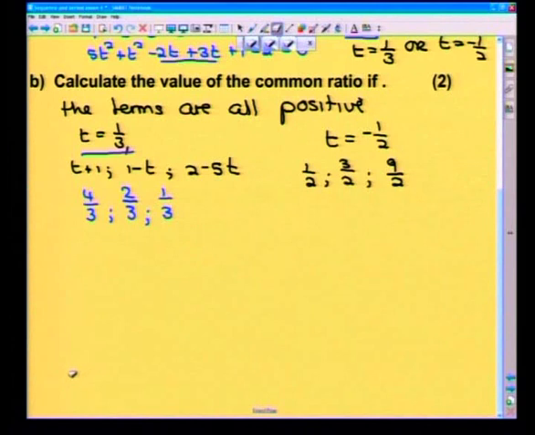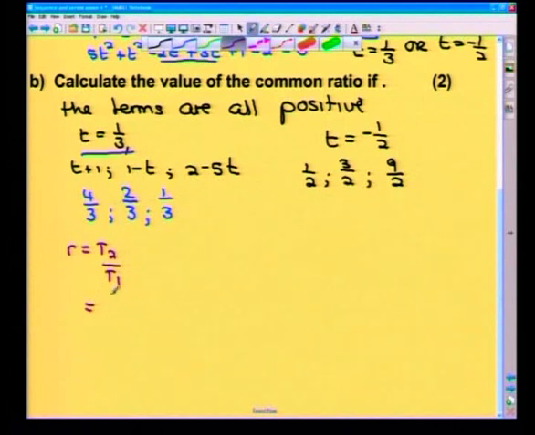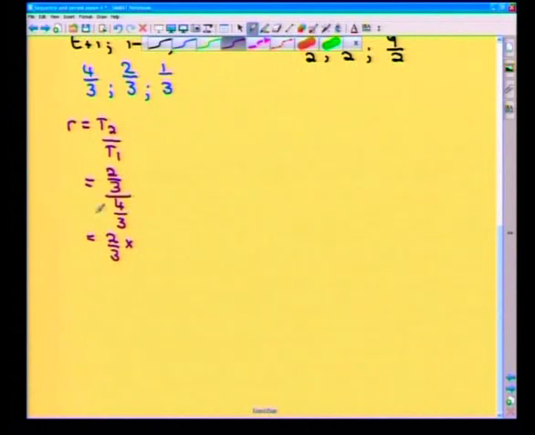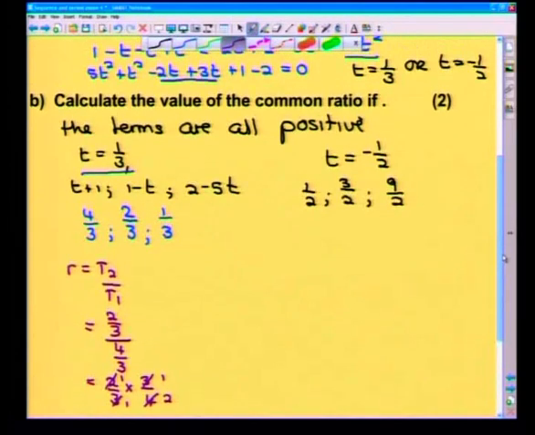Right, so now once we're here, they ask me for the common ratio. Now how do we get the common ratio? We get it by saying term 2 divided by term 1. So if we go over here, we're going to say 2/3 divided by 4/3, which will be equal to 2/3 times, so we invert and multiply this bottom fraction, 3 over 4. The 3s divide into each other. That goes once, that goes twice, and I'm going to get a half. So when t was 1/3, I think it was 1/3, let me just make sure about that. Yes.